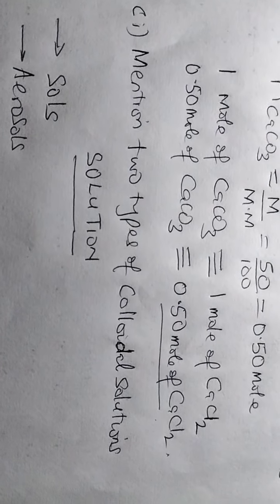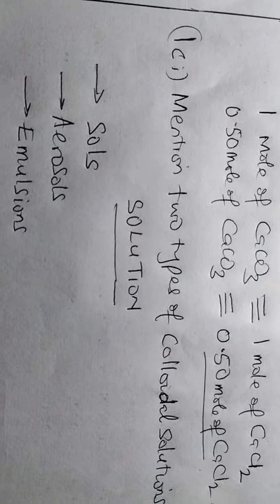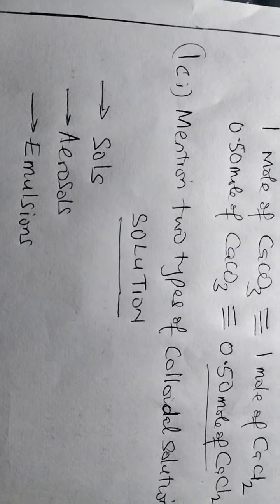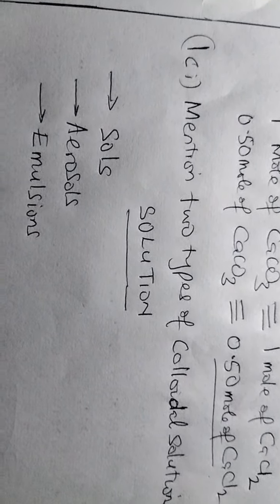1C(i) says, mention 2 types of colloidal solutions. The answers include sols, aerosols, emulsions. Any 2 will score.